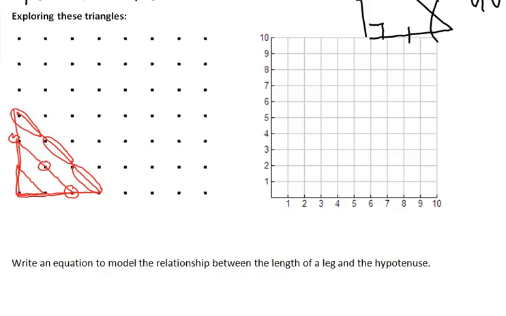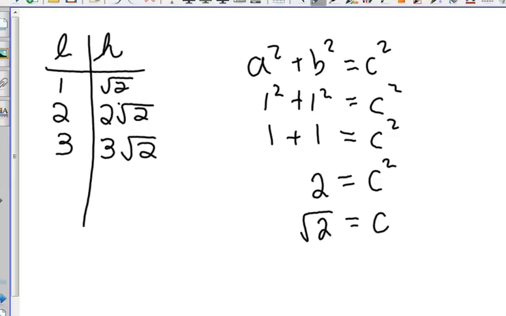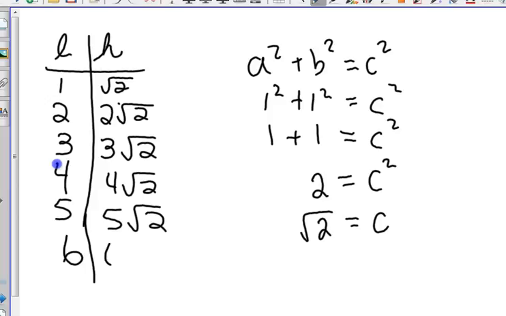Okay, you've finished doing that. So let's fill in the chart. When the leg length was 4, what was the hypotenuse? 4 square root of 2. And when the leg length was 5, it was 5 square root of 2. And when the leg length was 6, it was 6 square root of 2.